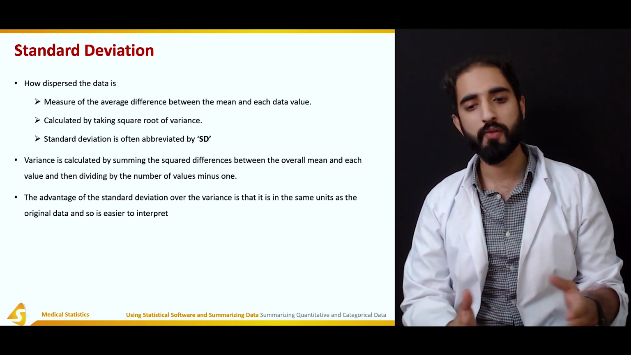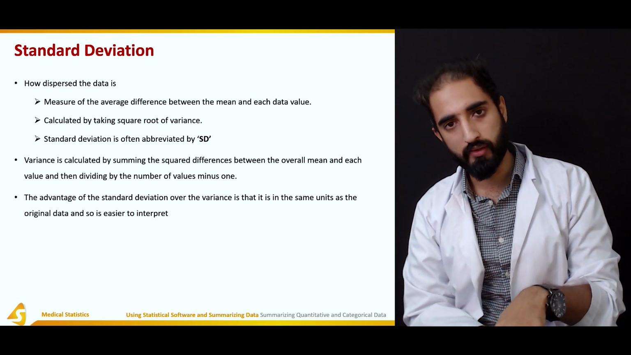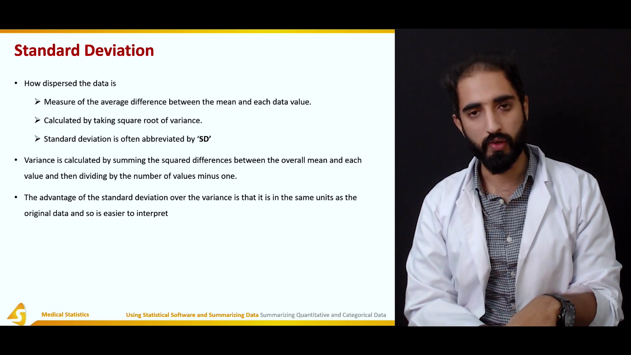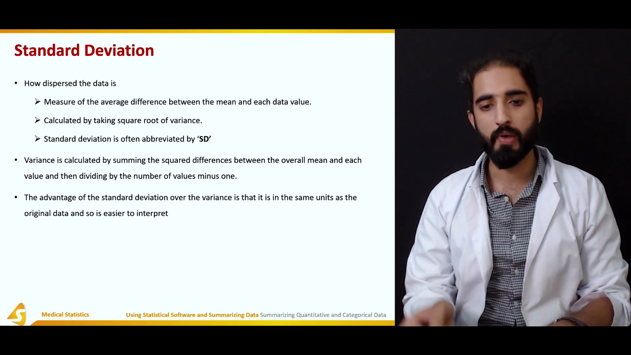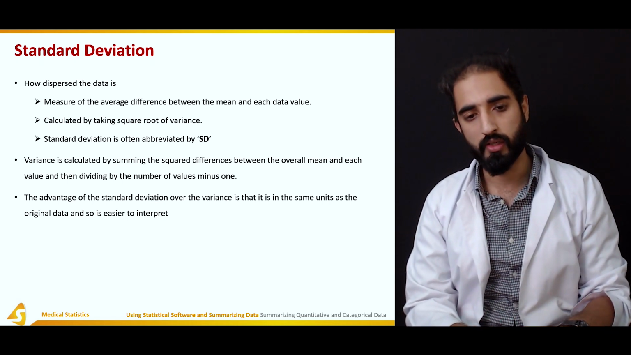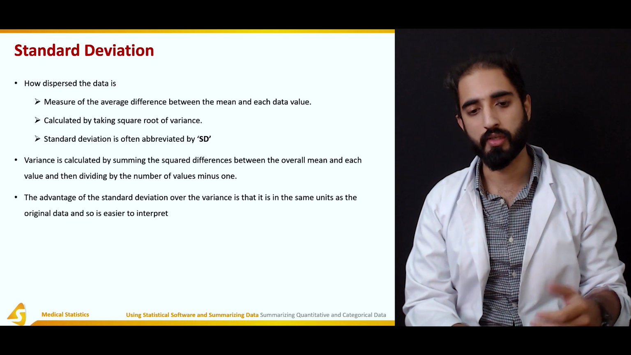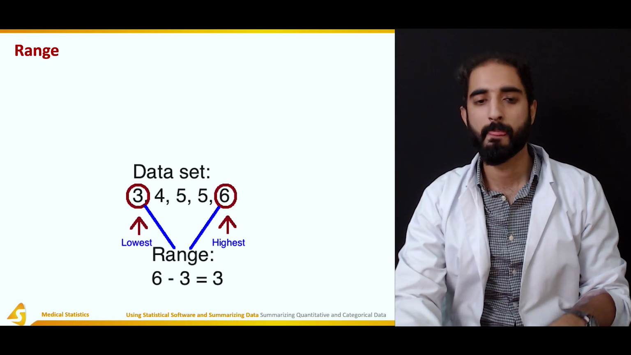The advantage of the standard deviation over the variance is that because we have taken the square in the variance, it actually changes the unit from, let's suppose, meter to meter square, but standard deviation takes it back to the original unit of the original data, and thus it is easier to interpret along with the mean.